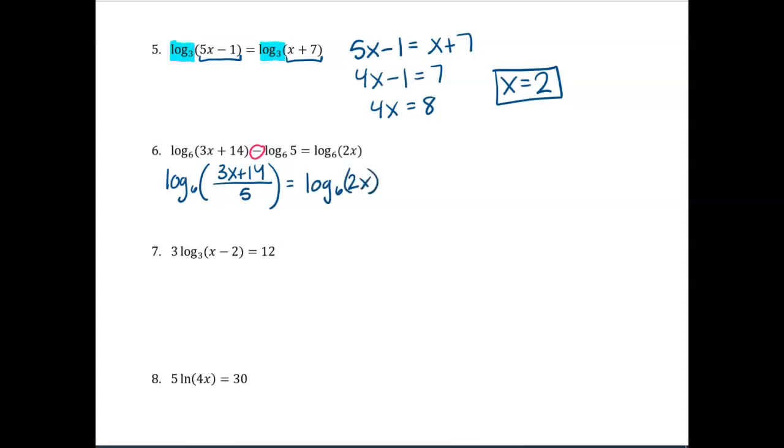And so now this works because all we have on both sides is log base 6 of something equals log base 6 of something else. So those insides must be equal. So 3x plus 14 over 5 must equal 2x.